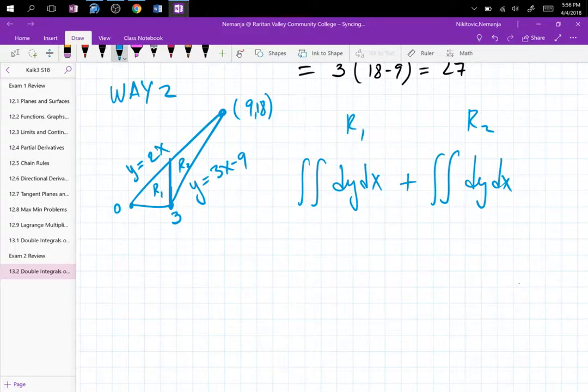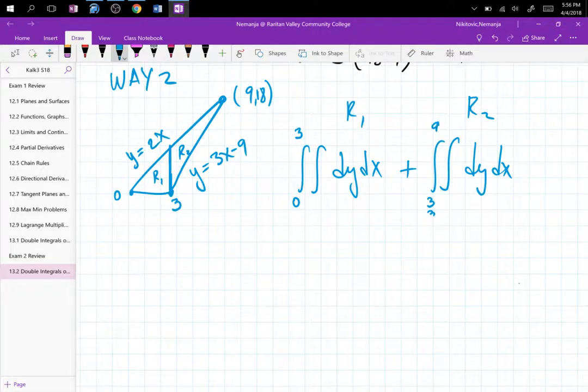The integral for region 1 will swipe from 0 to 3 on x, so 0 to 3. And on the region 2, will swipe from 3 to 9, right, as a dx. So now we see that we cover the entire region from 0 to 9, right? But it's done in 2 installments.